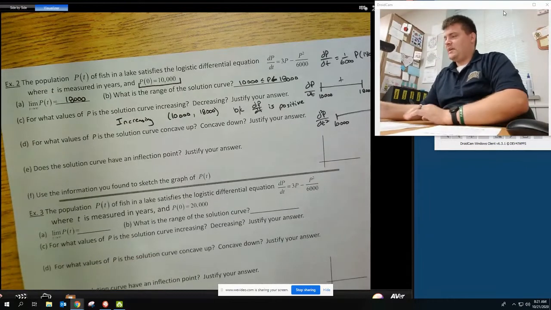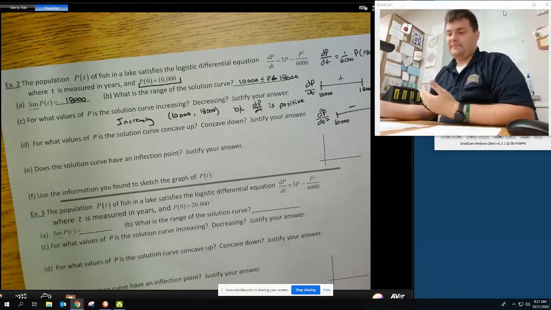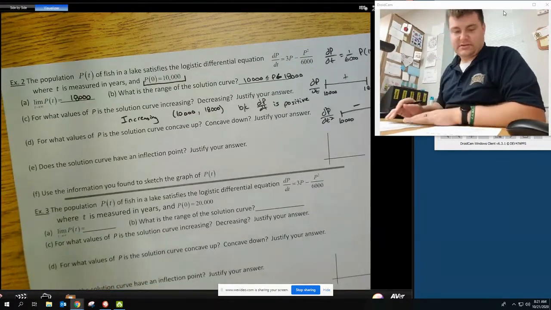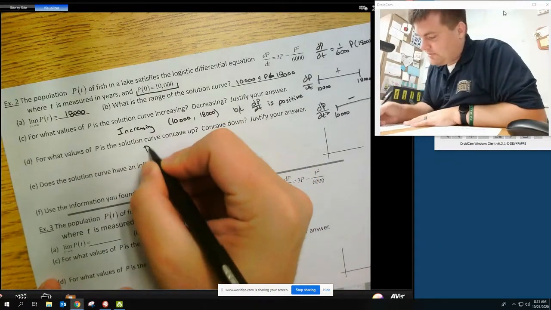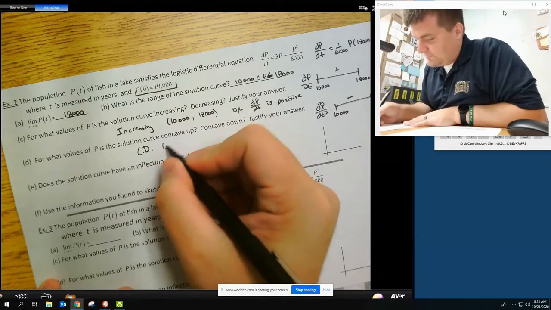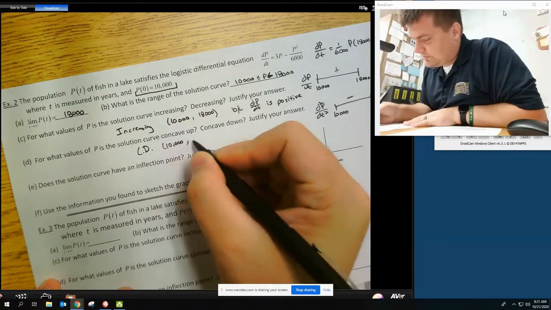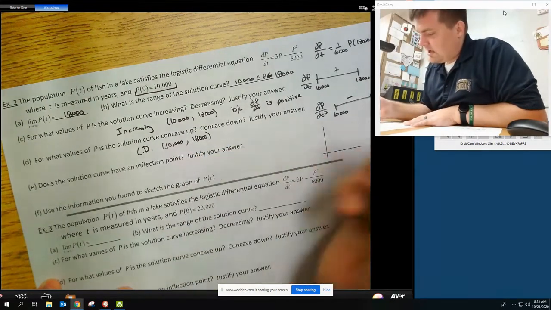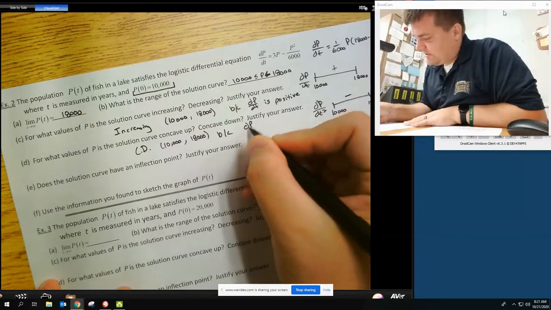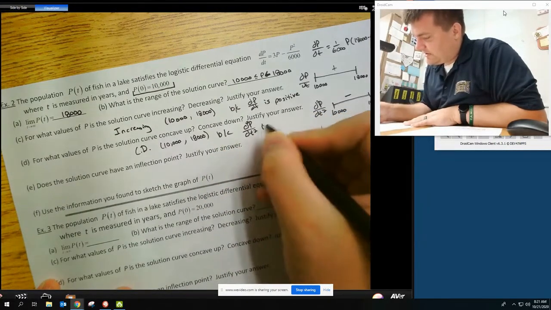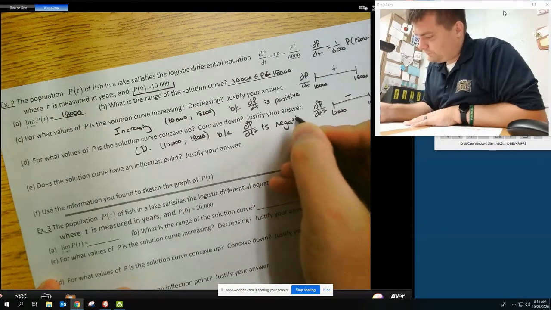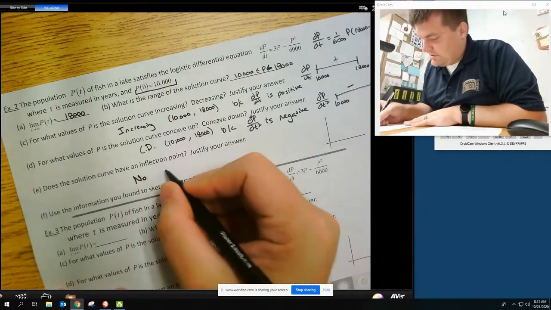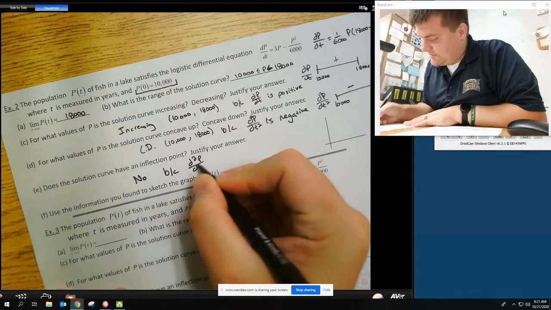My old sign chart, I had a plus and a minus, but now I'm just going to have a minus because I had 9,000 as a critical value. 9,000 is not in here. So this is only concave down. So it's concave down from 10,000 to 18,000. Why? Because d squared p dt squared is negative. Okay, so does this have an inflection point? No. Why? Because the second derivative does not change signs.